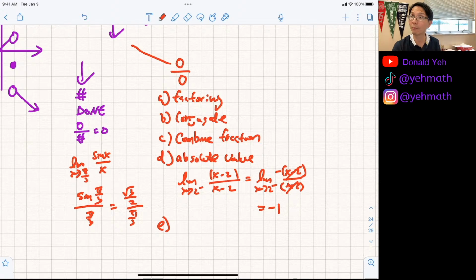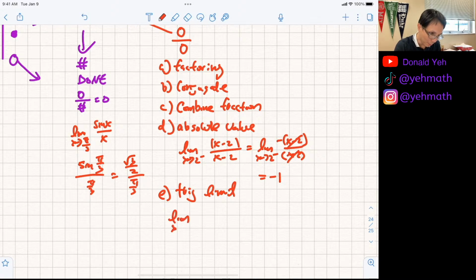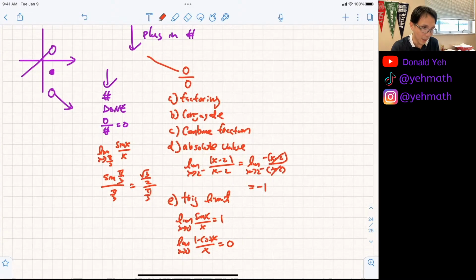E. Now, E was not there before, but it was just added today with the trig limits. If you realize, trig limit has what? Sine x over x is 0 over 0, right? Limit as x approaches 0 of sine of x over x. Why? Because 0 over 0, in this case, is actually equal to 1. And limit as x approaches 0 of (1 minus cosine of x) over x is equal to 0. So that becomes one of the things under 0 over 0.